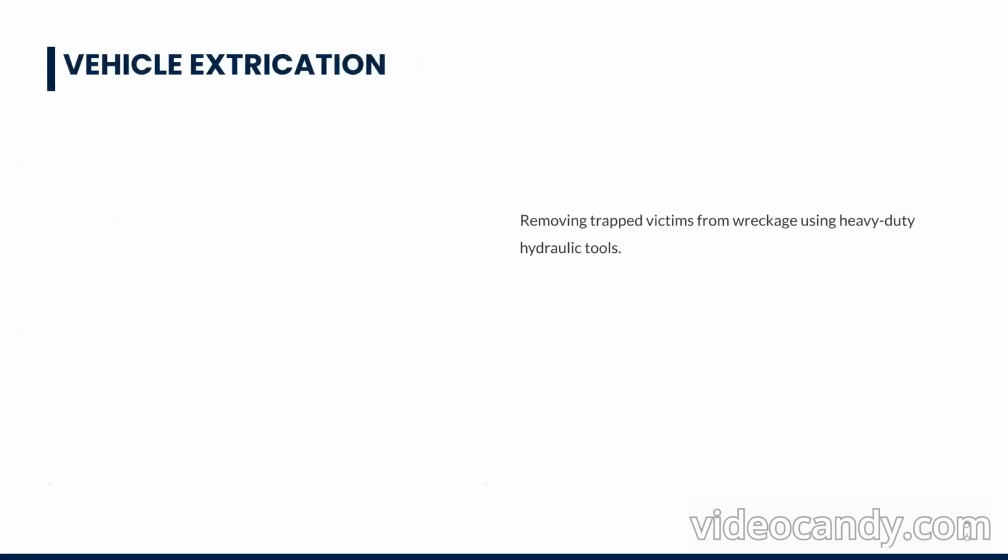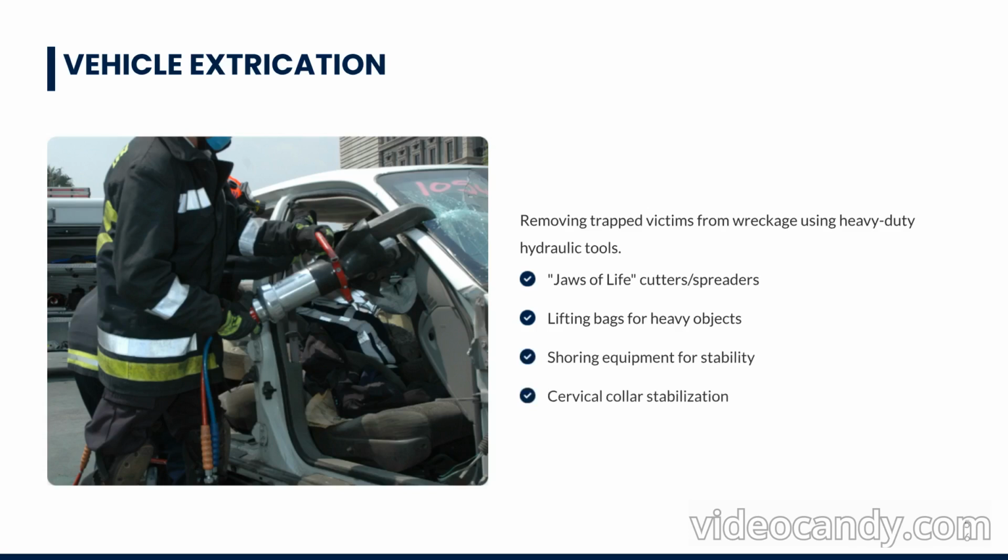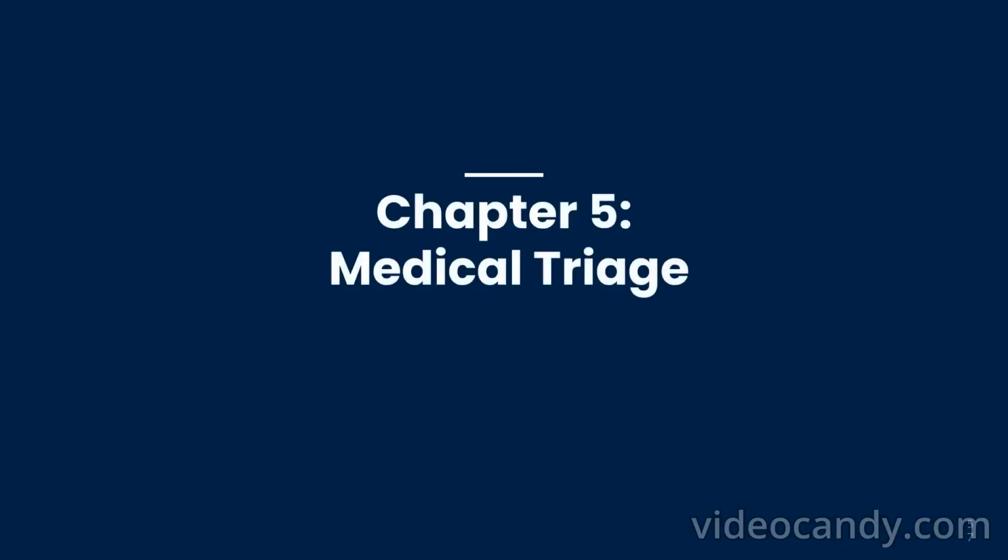Vehicle extrication involves removing trapped victims using heavy-duty hydraulic tools like jaws of life cutters and spreaders. It also utilizes lifting bags for heavy objects, shoring equipment for stability, and cervical collar stabilization for the victim. Chapter 5 is dedicated to medical triage, which focuses on prioritization in mass casualty incidents.